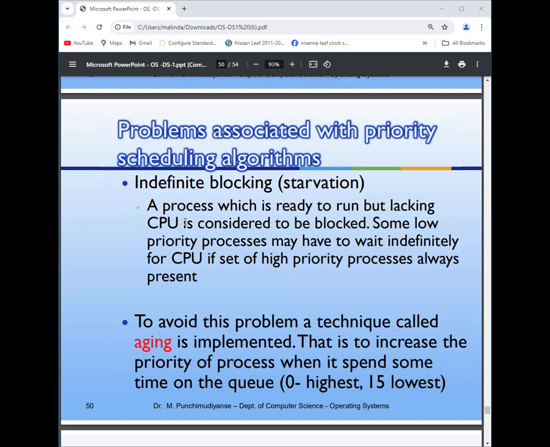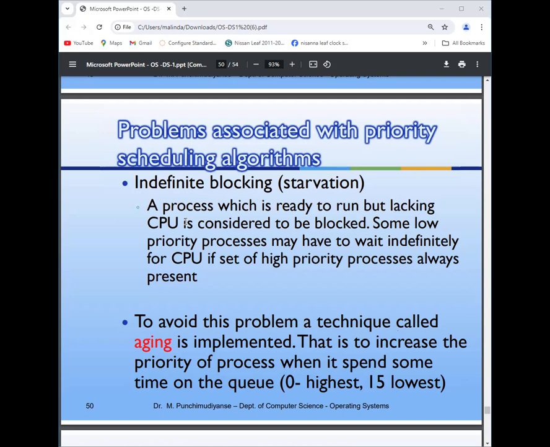Because the shorter jobs come, CPU is given to the shorter jobs, and longer running jobs don't get the CPU because of this algorithm's nature. When this kind of thing happens, there is a solution. After some time, you add some priority to the longer running jobs. Okay, you have waited in the queue, so you get some points. We call it aging.